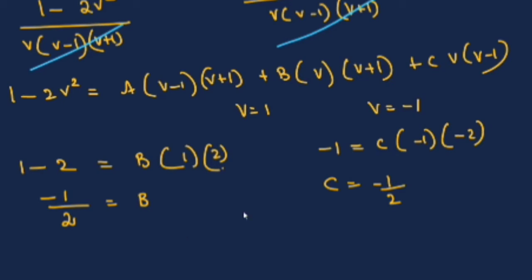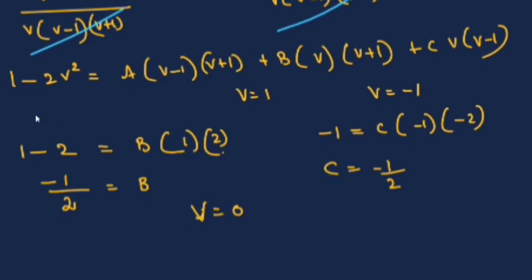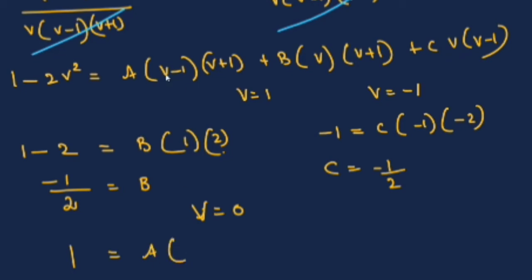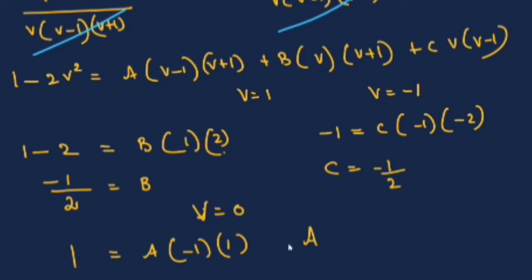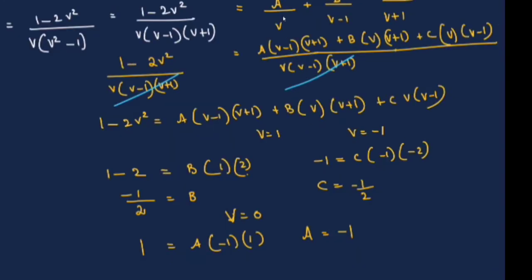Now to find A, the next factor is v, so put v as 0. When you put v as 0, the left hand side is 1. This is A into 0 minus 1 into 0 plus 1, which is minus 1. This is 0. This is also 0. So you are getting the answer. A is minus 1. So we got A is minus 1, B is minus half, and C is minus 1 by 2. So substitute all this here.